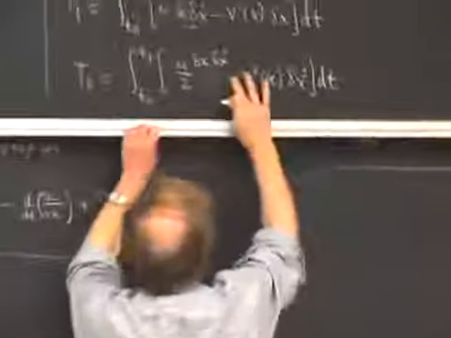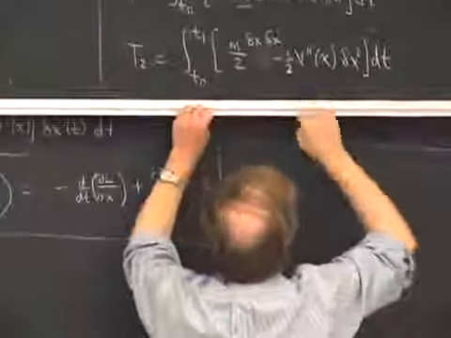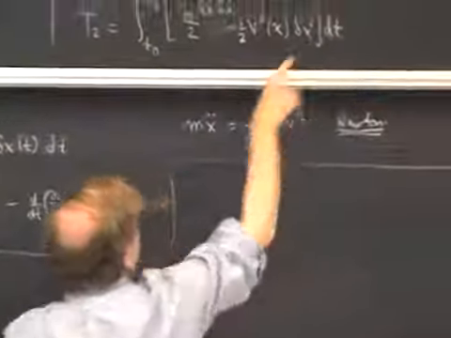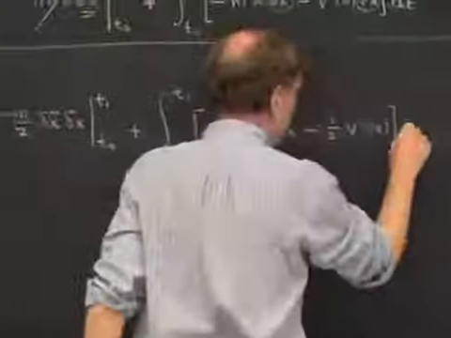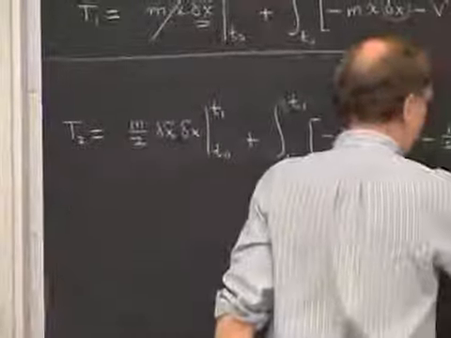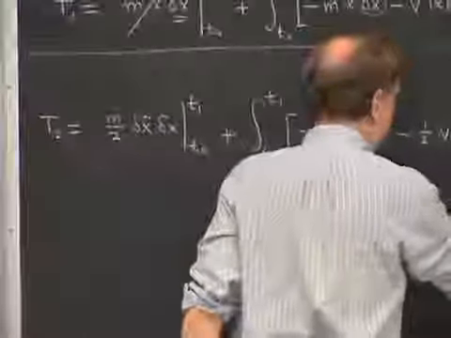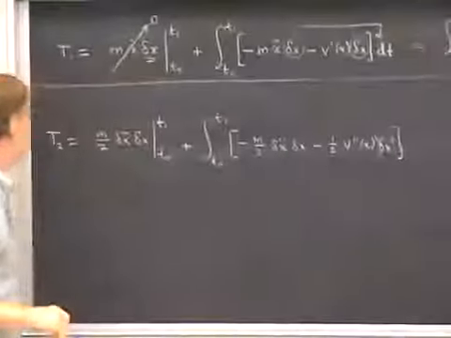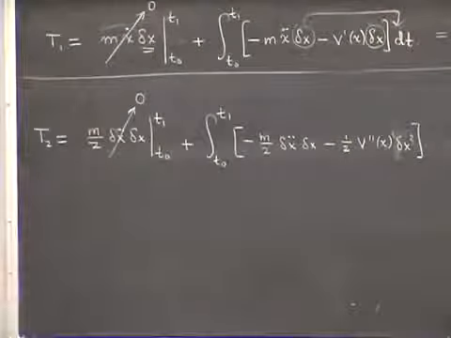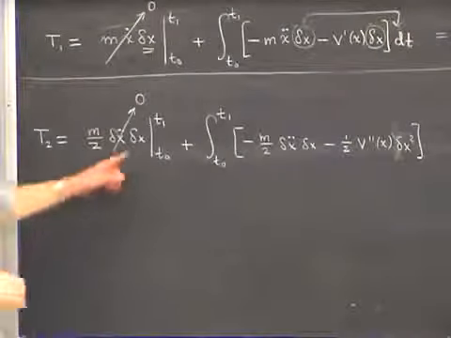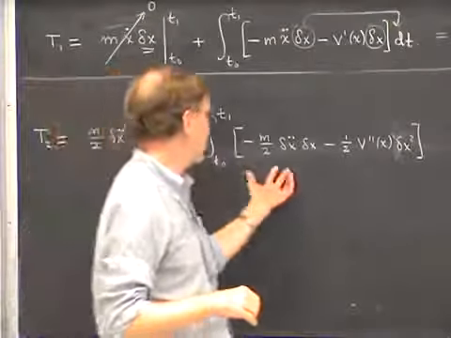This should have been 1/2 here. See the 1/2 up there. It's just a Taylor expansion. So it's minus 1/2 V double prime of x, delta x squared. That's T2. And once again, you'll see this first boundary term goes to 0 because of the boundary conditions on delta x, and we're left with this integral.